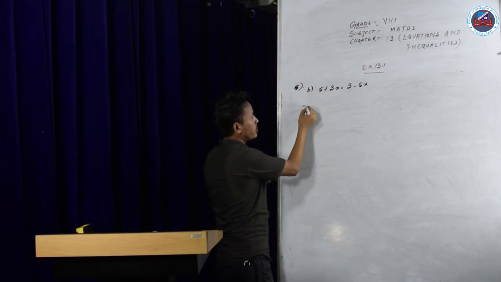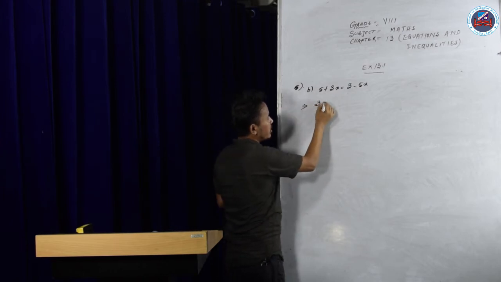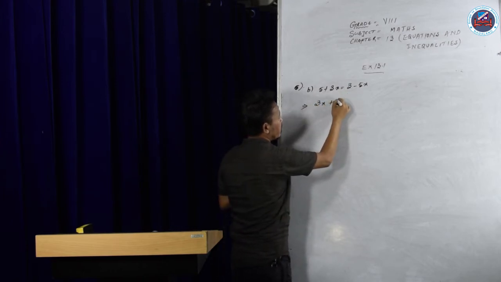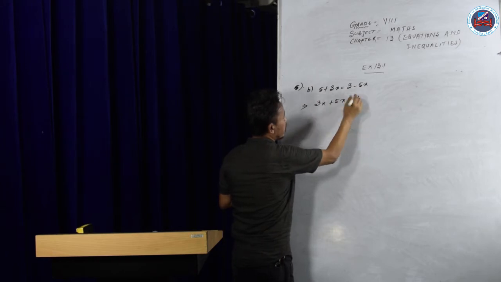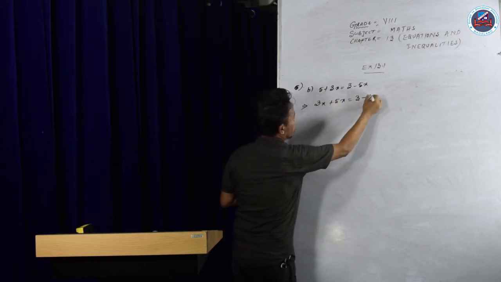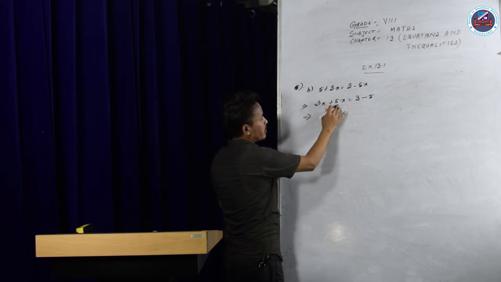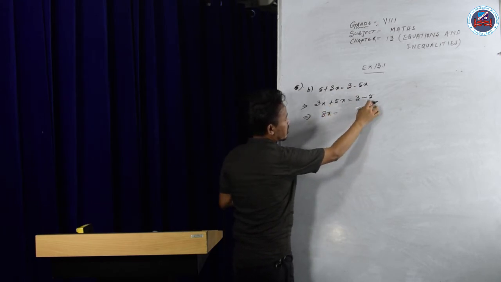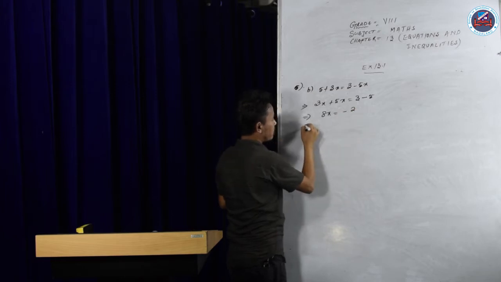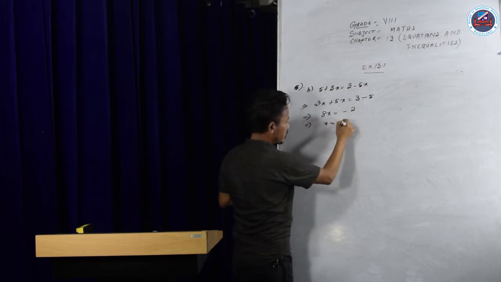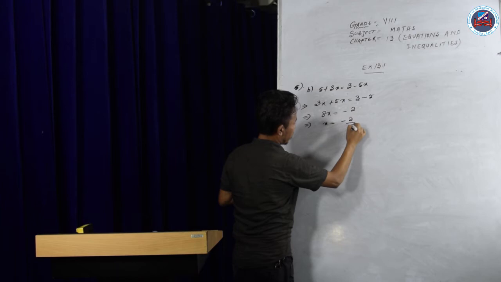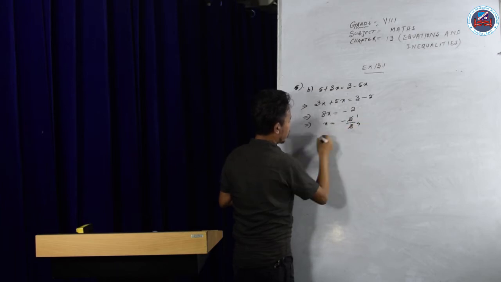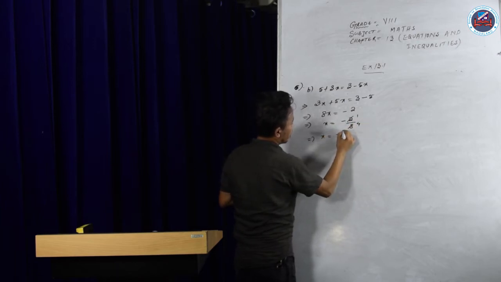Okay, let's begin with this minus 5x, which becomes plus 5x on the left, equals 3, and plus 5 becomes minus 5. 3x plus 5x gives us 8x. 3 minus 5 gives us minus 2. This implies x equals minus 2 divided by 8. So I get the answer as minus 1 by 4.